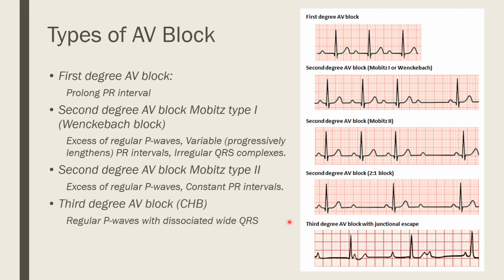While in the third degree AV block, complete heart block, there are regular P waves. This is a P wave, this is a P wave, and this is also a P wave: regular P waves with dissociated QRS complexes. Wide QRS complexes are dissociated from the P waves. Usually, there are excess P waves regarding the QRS complexes in the second degree and third degree AV block.